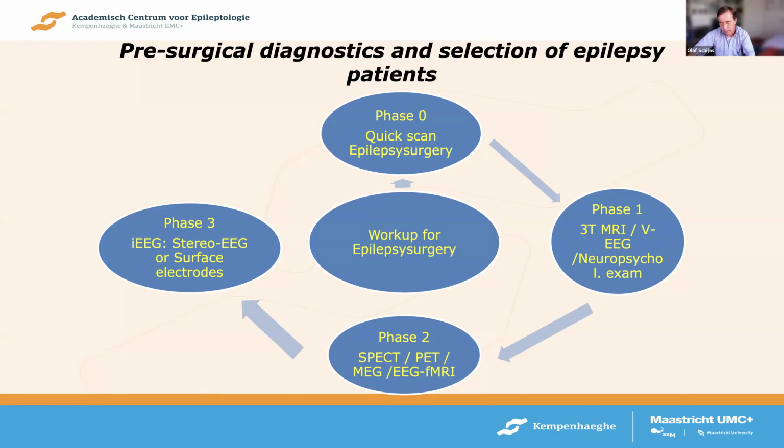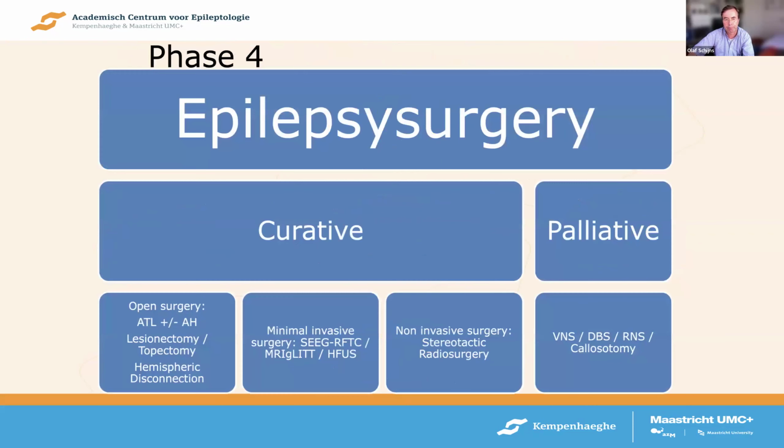Also from this phase, when everything is clear, you can go to phase 4, that's the surgery, or you go to phase 3. And that's an important one, I always tell my patients, because then you go from non-invasive to invasive. Then you have the invasive EEG possibilities by doing a stereo EEG. I think nowadays that's 80 to 90% in our center. Or you use surface electrodes, because they are always valuable in certain cases. When you come then to phase 4 in the epilepsy surgery spectrum, you have the curative part and you have the palliative part. About the palliative part, we now do not discuss.